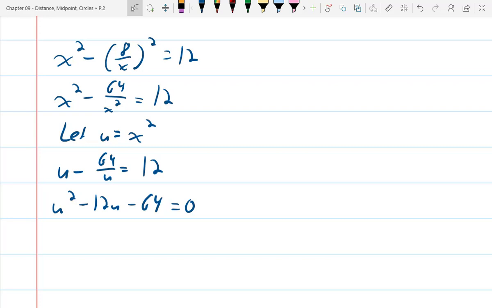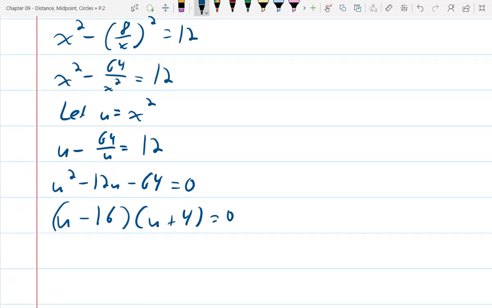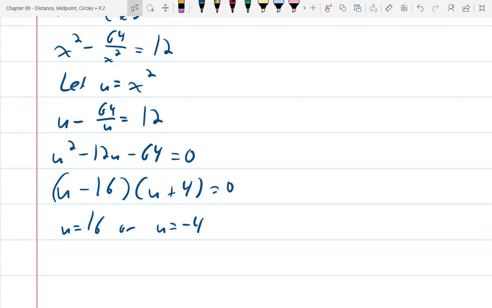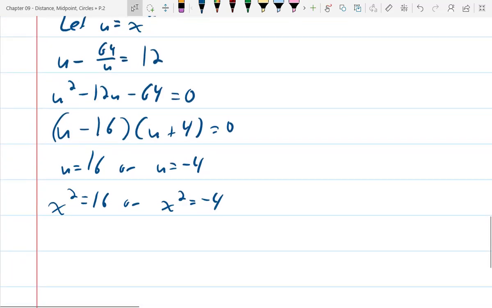What is it? 16 and 4. Good. Minus 16 plus 4. And you get u is equal to 16 or u is equal to negative 4. It wasn't really a u, was it? No, it was an x squared. So you get x squared equals 16 or x squared equals negative 4.